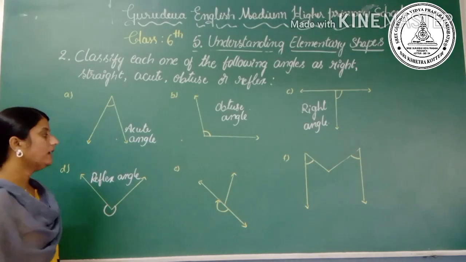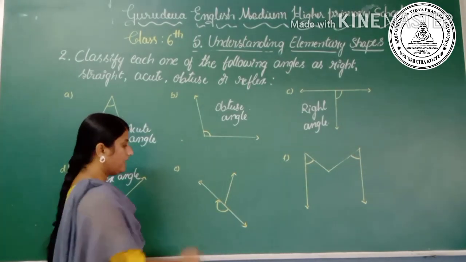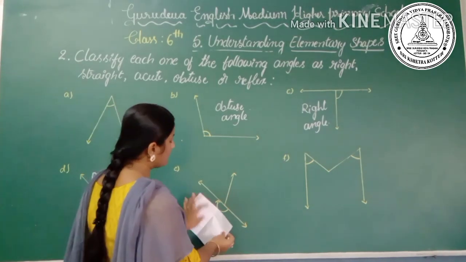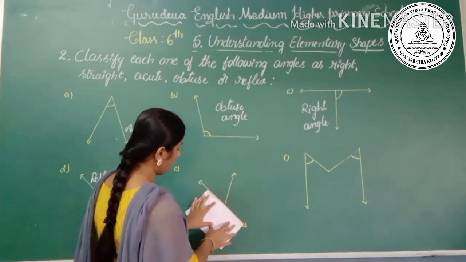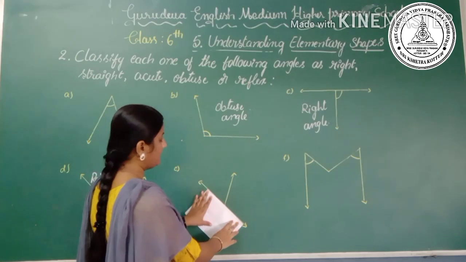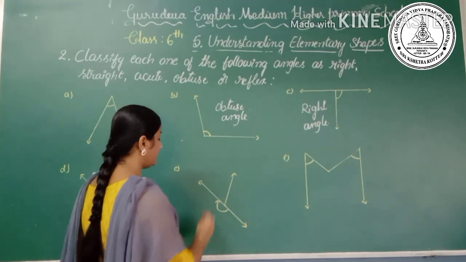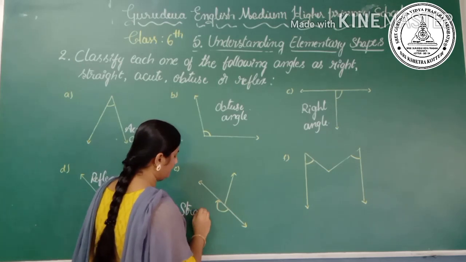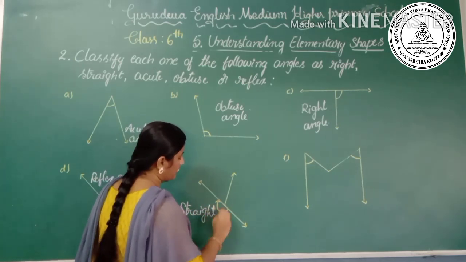Okay. Then the fifth one. See here, there is the angle. So we have to use the straight angle. Yes, it is a straight angle. Then we can say that the given angle is a straight angle.